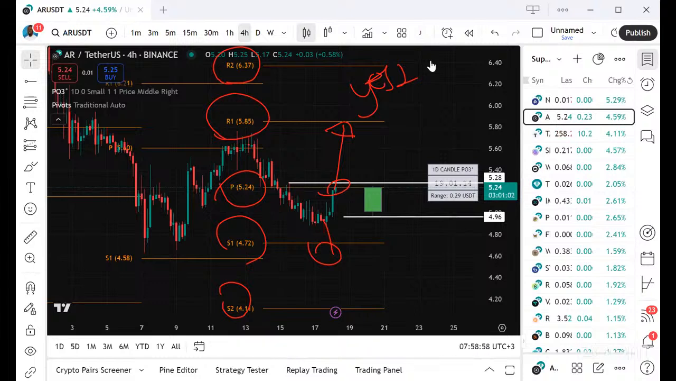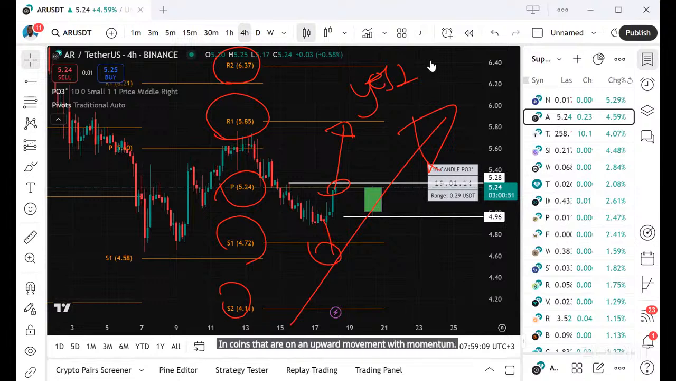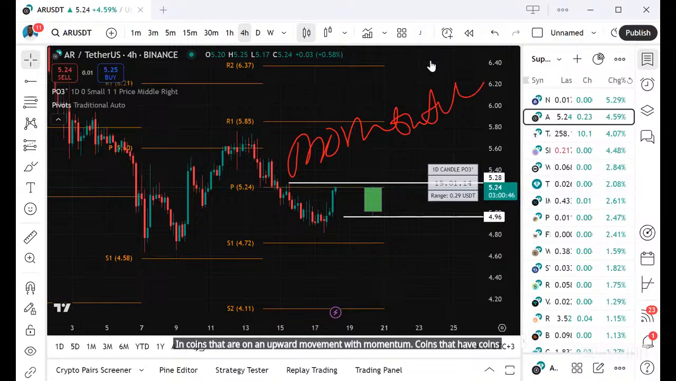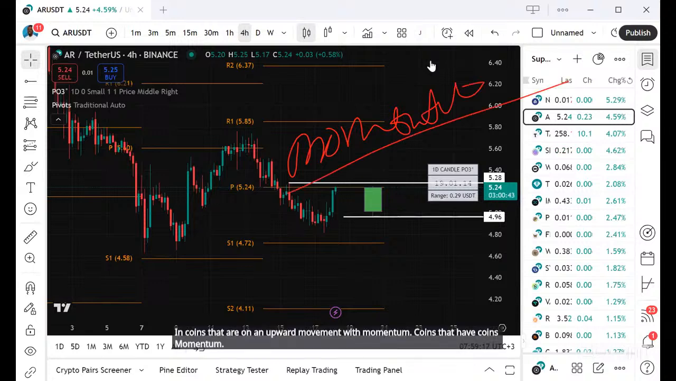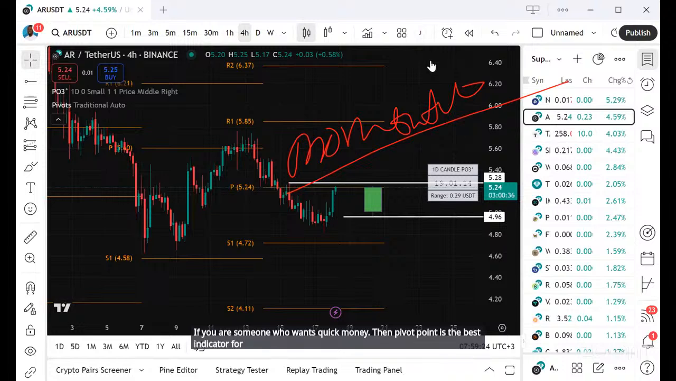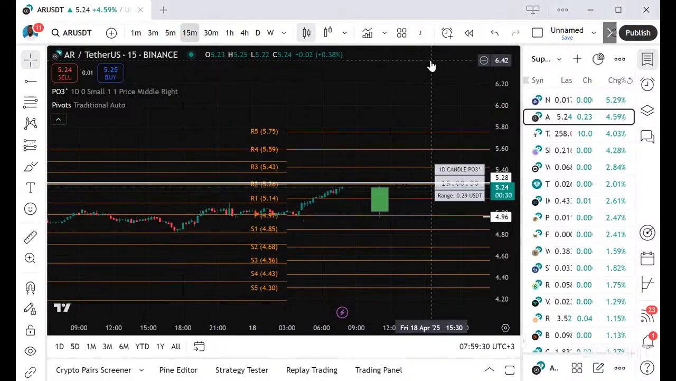So, ladies and gentlemen, pivot points will apply in coins that are on an upward movement with momentum. Coins that have momentum. If you are someone who wants quick money, then pivot point is the best indicator for you, especially if you go and look at it in lower time frames. You find entries in lower time frames.